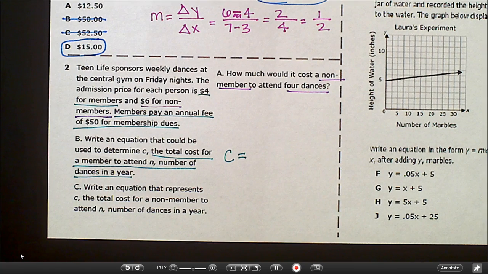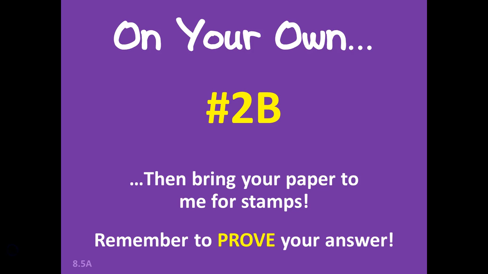Okay. So write an equation, and feel free to look back at the last several days' independent practice to see how we've written equations like this. And then when you're finished with part B and you have an equation written, please bring it to me for a stamp. Remember, this is not something where you're going to find an answer. You're writing an equation. So C equals something N plus something. And pause the video now.